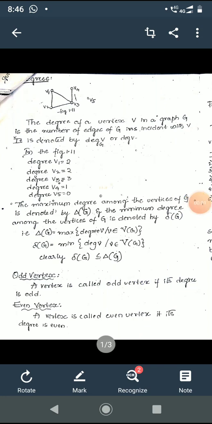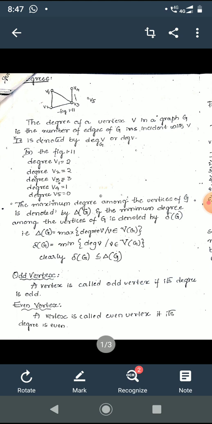Hello students, let me discuss the definition of degree of a vertex V in a graph G. This graph contains totally 5 vertices: V1, V2, V3, V4 and V5. The degree of a vertex V in a graph G is the number of edges of G incident with V. It is denoted by degree of V in G, or degree of V.